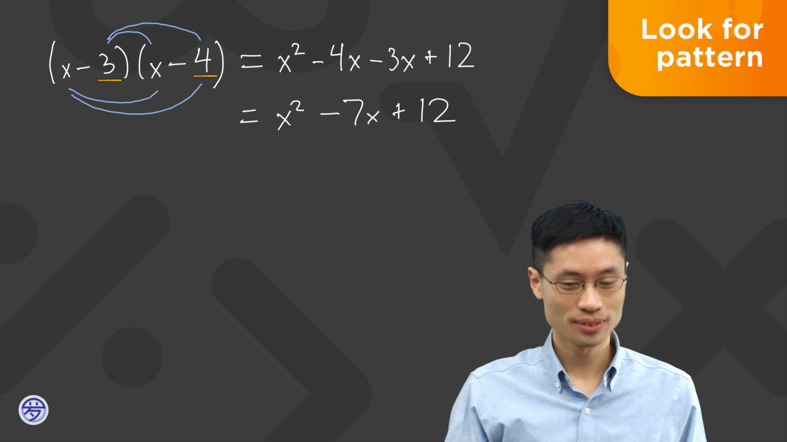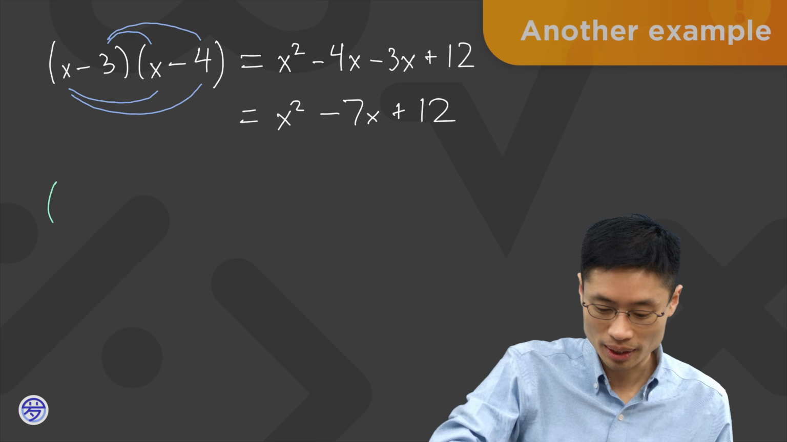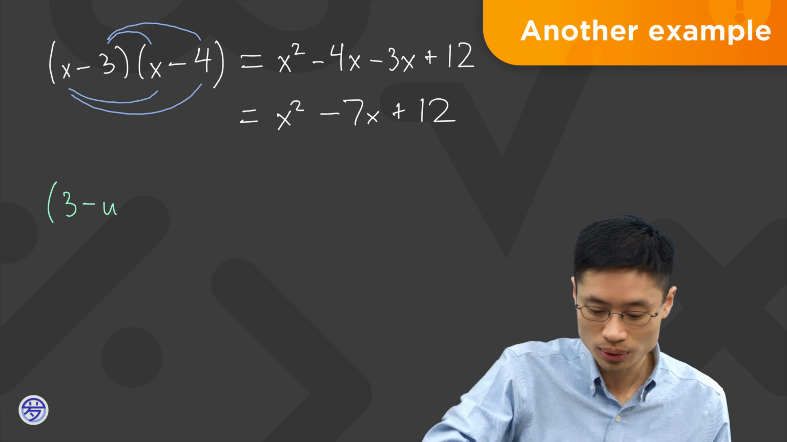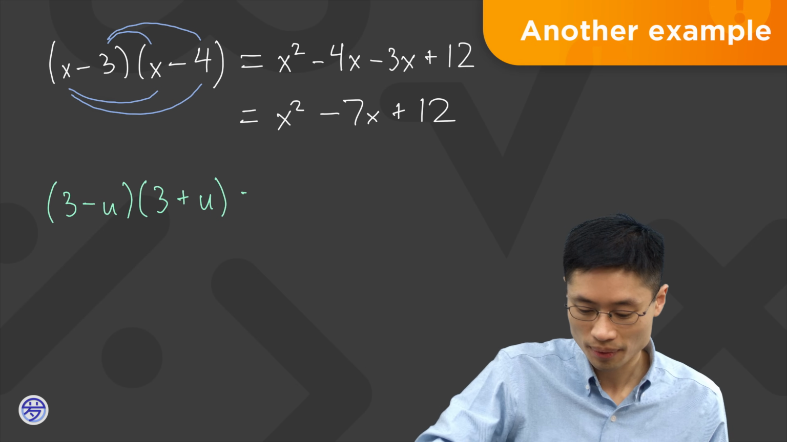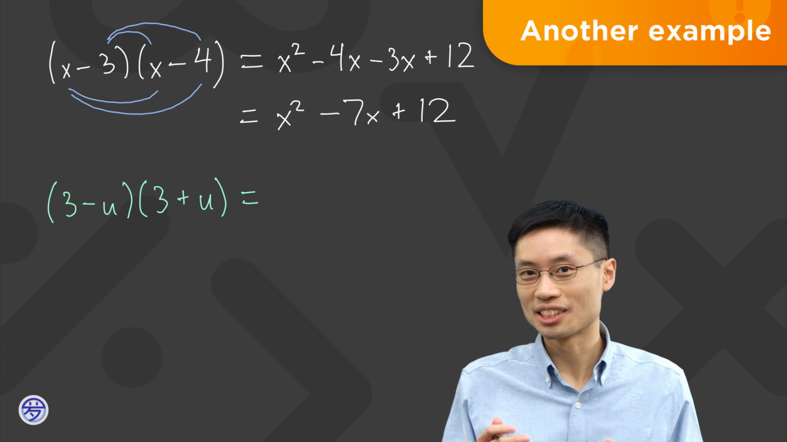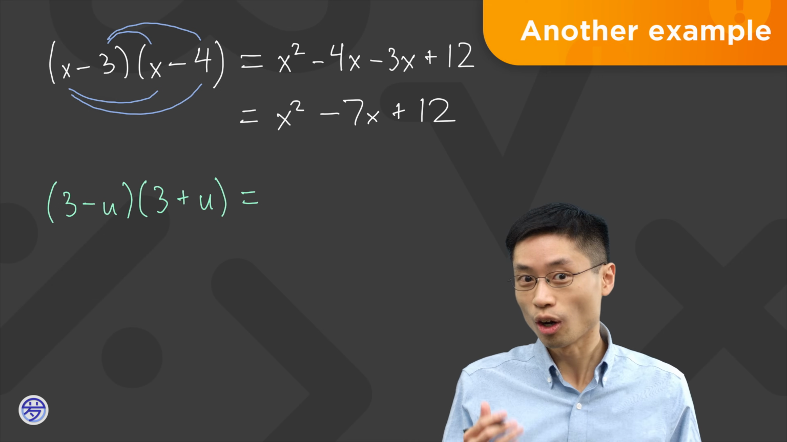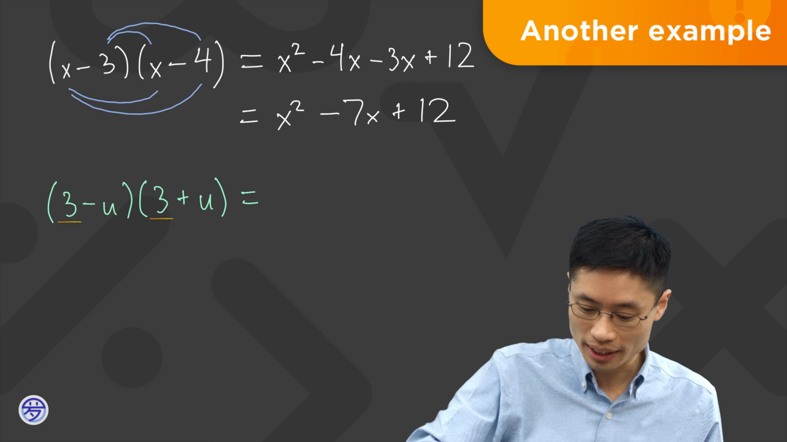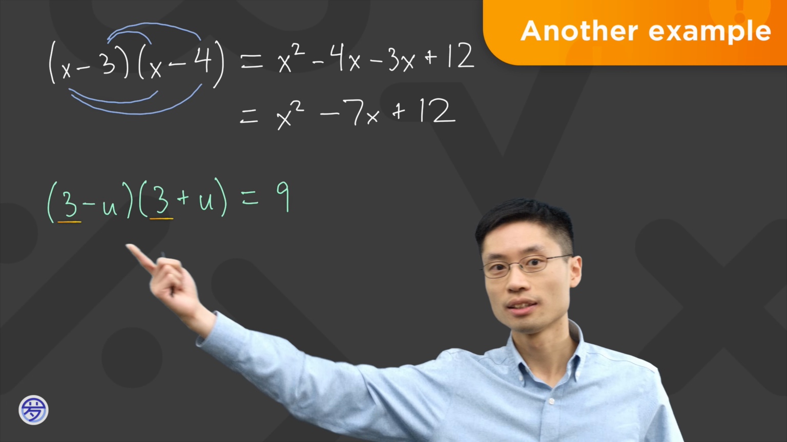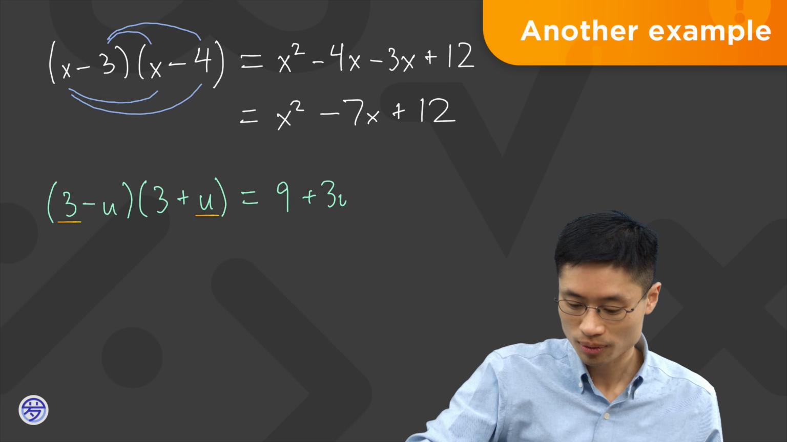Let's review one more. Suppose I want to expand out a different bracket. What if I have something like 3 minus u times 3 plus u? Here I just want to emphasize there's nothing magic about x. Algebra lets you use any letter that you want to use. If I expand this out, all the possible ways of combining pairs, if I take the 3 and the 3, I get 9. Then the first 3 and the last u gives me plus 3u.